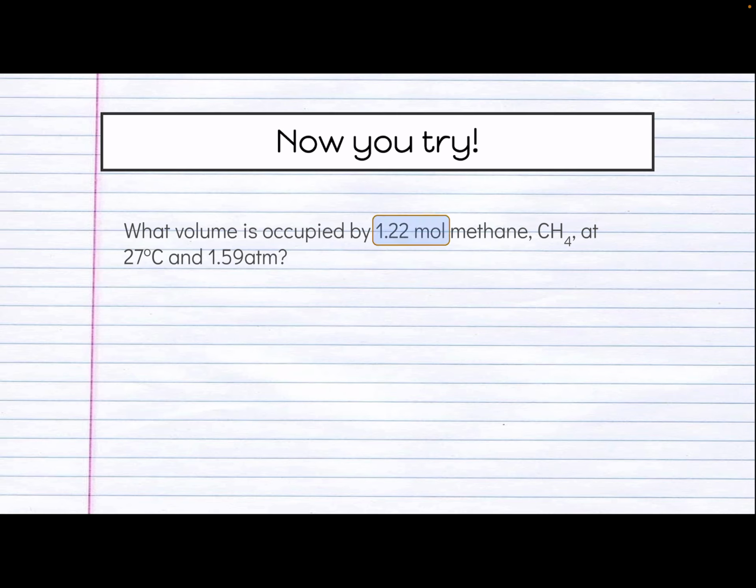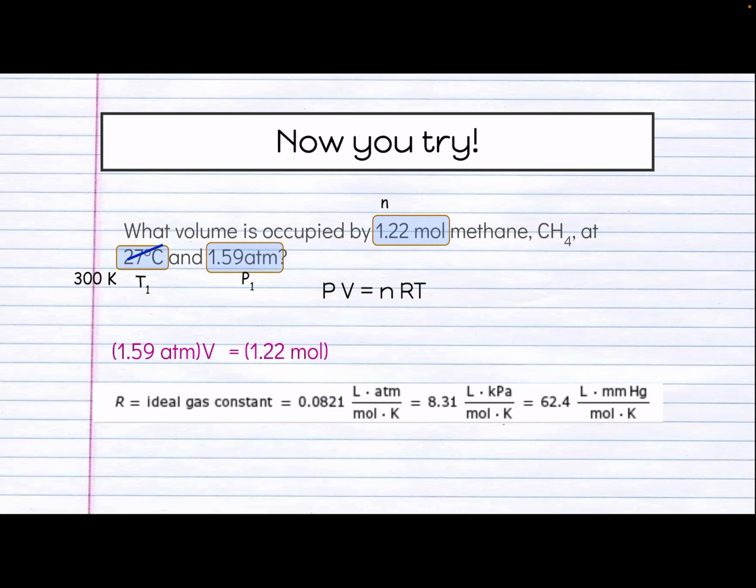So we were told 1.22 moles, that's n, 27 Celsius, but we need Kelvin, and 1.59 atmospheres, which is pressure. So the Kelvin temperature is 300, just add 273. We're going to use the same formula, so let's start plugging in. We have pressure. We don't know volume this time. We're looking for volume. Equals the number of moles multiplied by R.